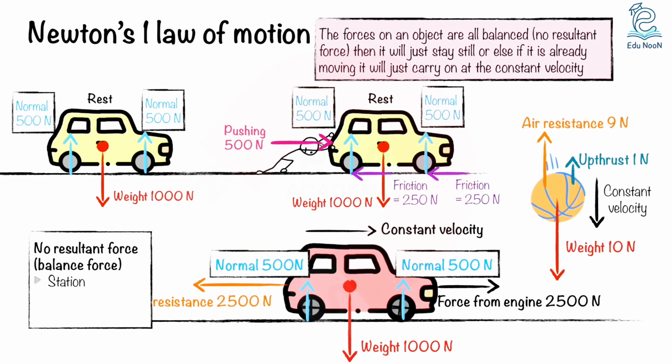Newton's second law of motion. If there is a resultant force, an unbalanced force, then the object will accelerate in that direction. This acceleration is a change in the object's velocity. The change in velocity causes the object to start, speed up, slow down, stop, and change direction.